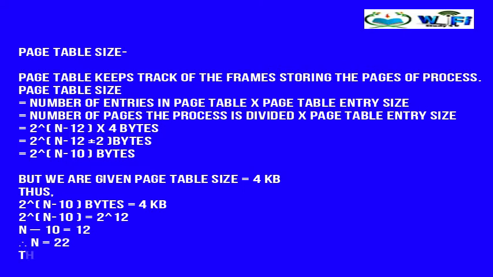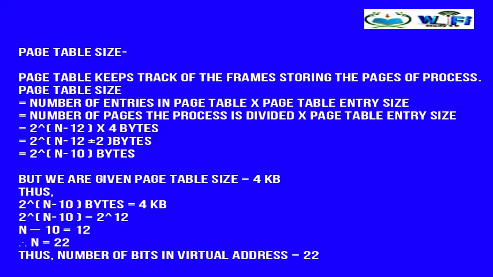But we know that in the question the page table size is given as 4 kilobyte. So we can write 2 to the power n minus 10 byte equals 4 kilobyte. It means 2 to the power n minus 10 equals 2 to the power 12. So n minus 10 equals 12, and n equals 22. The number of bits in the virtual address is 22.